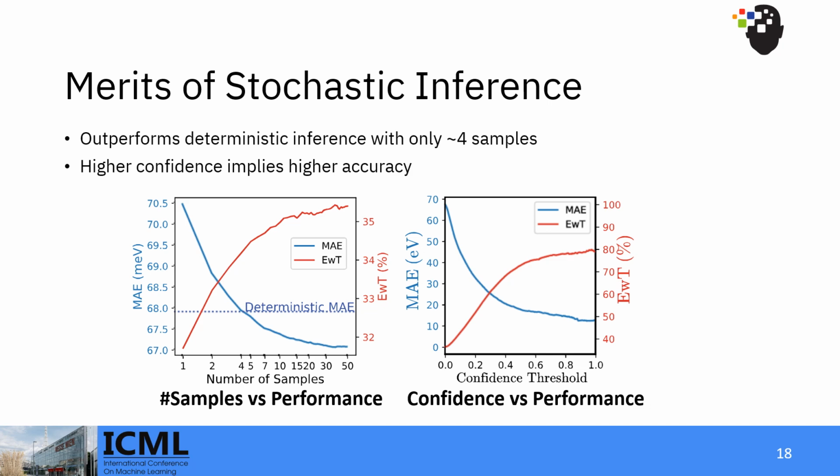Moving to the right graph, we see how performance relates to confidence. As we increase the confidence threshold, the MAE decreases significantly while the EWT increases. This tells us that when our model is more confident in its predictions, it tends to be more accurate. This stochastic approach is particularly valuable in fields like drug discovery and material design, where understanding the uncertainty of predictions can be just as important as the predictions themselves.